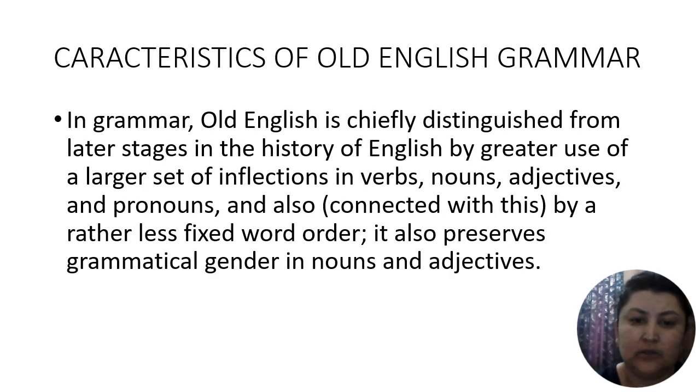Characteristics of Old English grammar. In grammar, Old English is chiefly distinguished from later stages in the history of English by greater use of a large set of inflections in verbs, nouns, adjectives, and pronouns, and also, connected with this, by a rather less fixed word order. It preserves grammatical gender in nouns and adjectives.